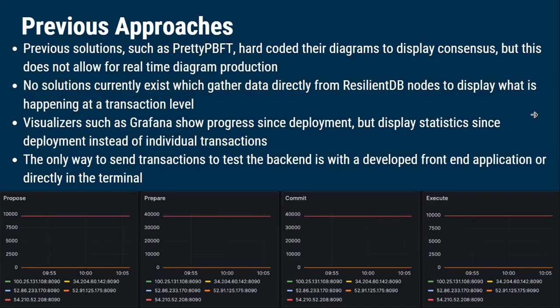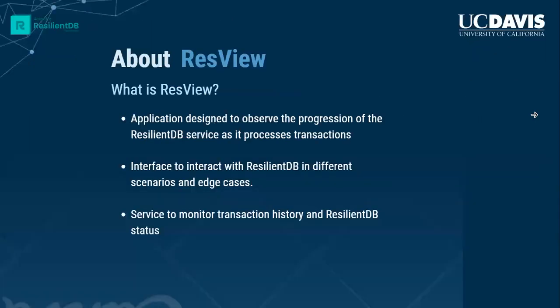You could just compare the cumulative data collection from before the transaction was sent and after it was sent. And finally, the only way to send transactions to the backend was to make a front-end application and send API calls, or go into the terminal of the ResilientDB service itself and send the transactions that way. This is all very clunky and tedious for testing the ResilientDB service. So we sought to solve this problem by creating a new application known as ResView.